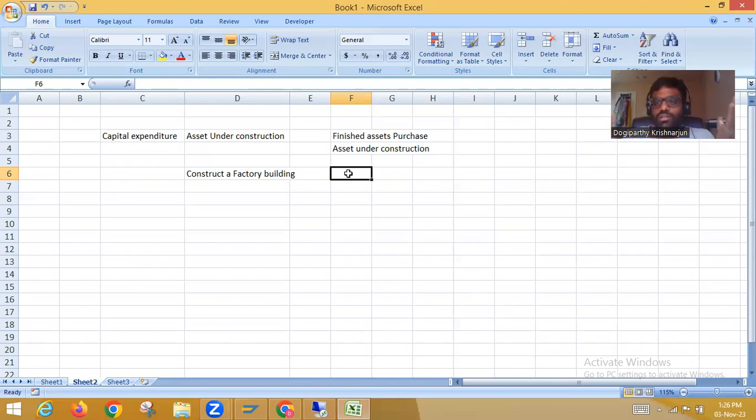From there on, the normal treatment of all assets, how it happens in fixed assets accounting, the same treatment will happen for this particular asset as well. So that's the first scenario.